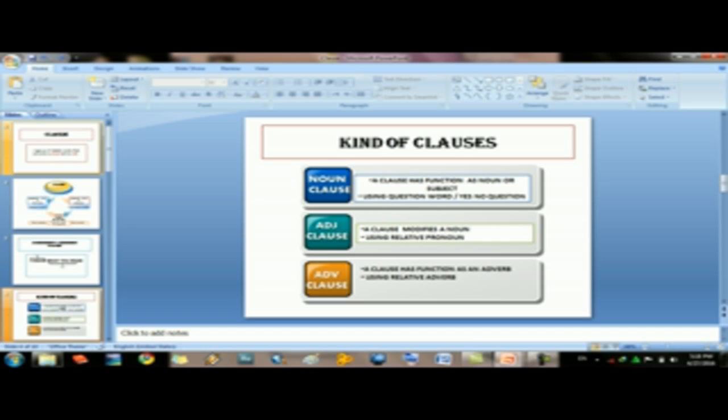The third one is adverbial clause. An adverbial clause has a function as an adverb. The connector of an adverbial clause is a relative adverb like before, after, because, when, in order that, and so on.